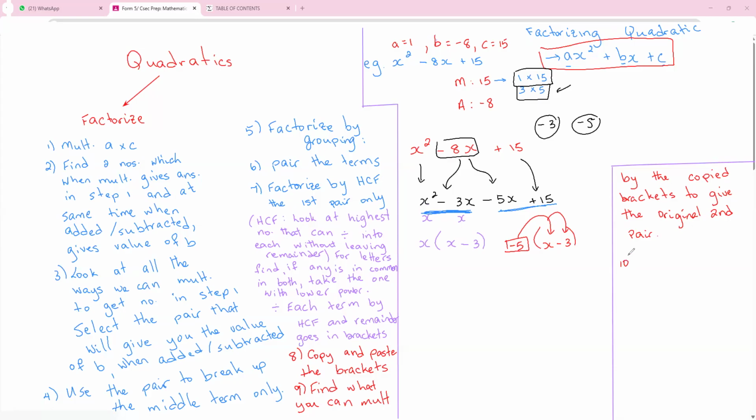After which, you're going to pull out one of the duplicated pairs or copied pairs, and everything outside goes together in another set of brackets.